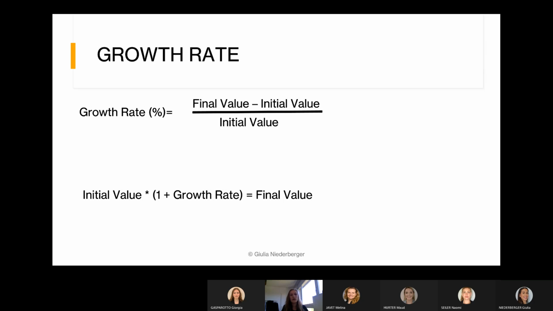Then growth rate. That's something we used a lot in F&B for the cost control midterm, so you might remember it from there. It's the same thing. You take the final value, you subtract the initial value and divide it by the initial value. So for example, if you made $900 this year and last year it was 1,000, you do 900 minus 1,000 over 1,000, which is minus 100 over 1,000, which gives you minus 0.1, which is minus 10%. And you can also do the same thing to check what your final value would be if you have the growth rate.